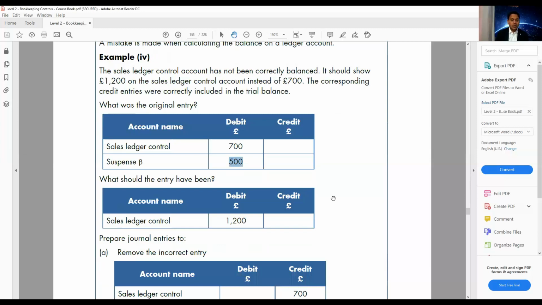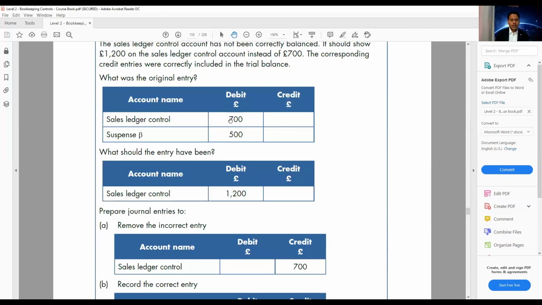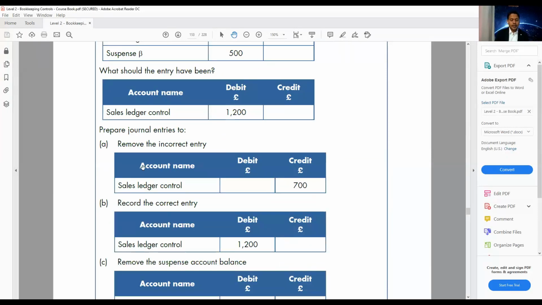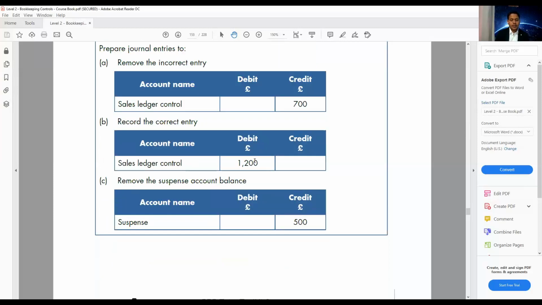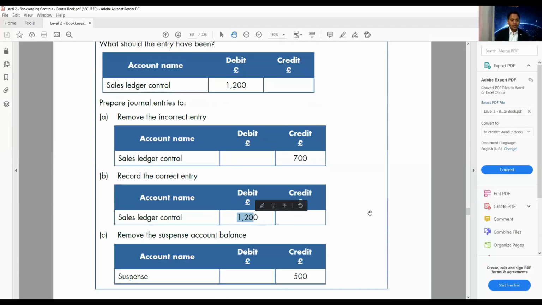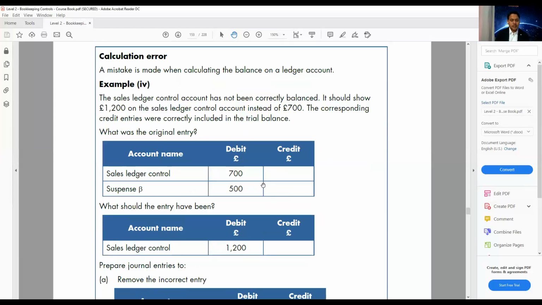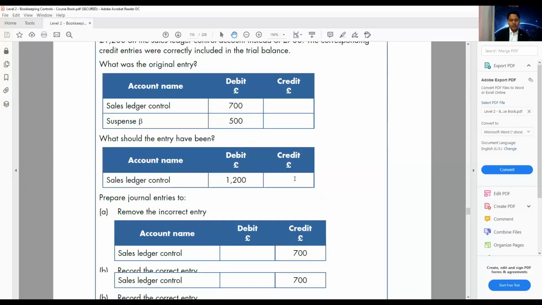All we need to do is remove the 700 and record the 1200. That's it. So sales ledger control account debit 700, I'm going to make it credit 700, so this will be gone from the system. And I'm going to make sales ledger control account debit 1200. This is the final one, the correct one. And finally, I have to remove the suspense account from the system. The suspense was debit before. I'm going to make suspense credit now, so it will be gone.